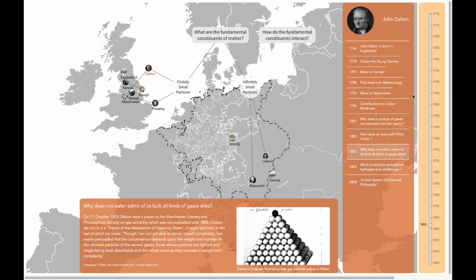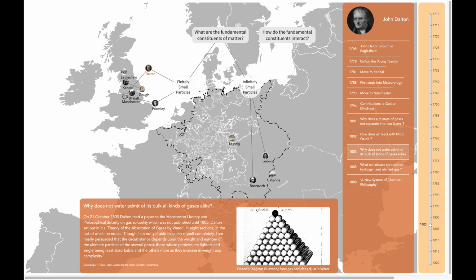On the rightmost side, we see a slider with a selected date. Right now, it's the year 1803. In the main area here, you can see a map of Europe as it was back then. During this time, there were two foundational questions at the heart of atomic science. What are the fundamental constituents of matter, and how do these constituents interact?